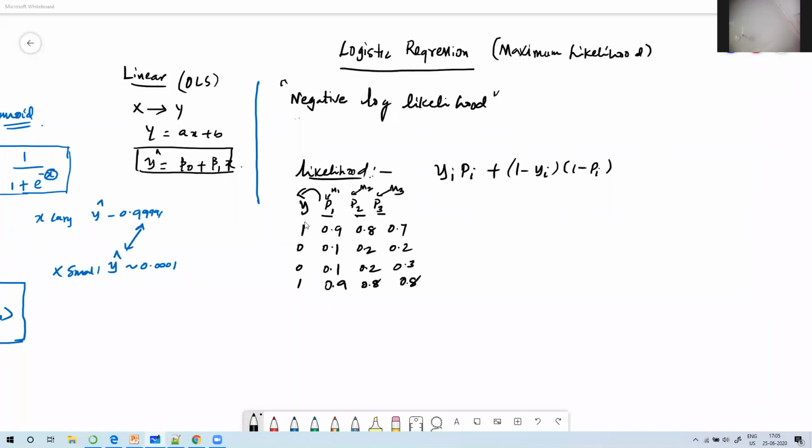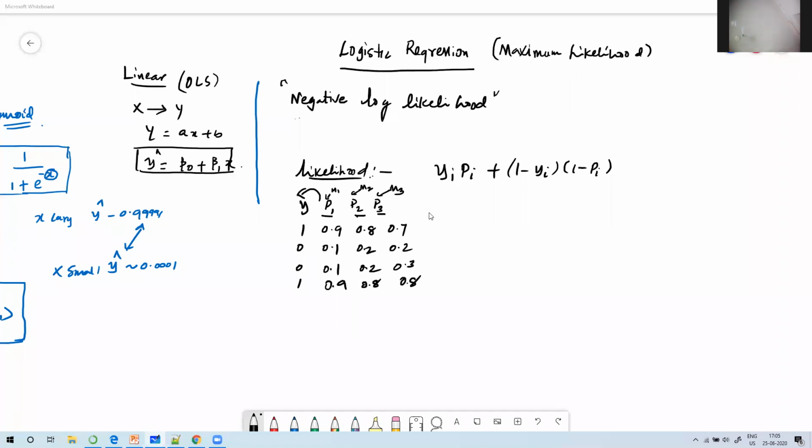That's called likelihood. The likeliness of a probability distribution representing the actuals. How likely this probability distribution is representing your y, and whichever is giving you the maximum value, that is the one which is representing your y in a better way. So that is why maximum likelihood.